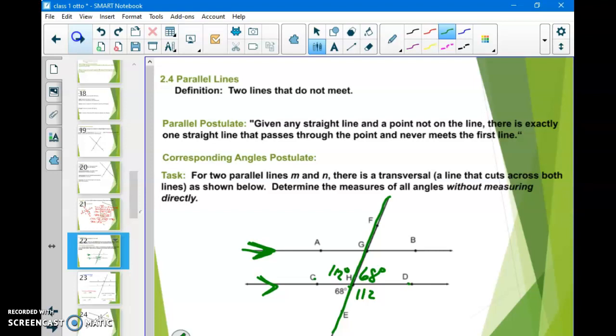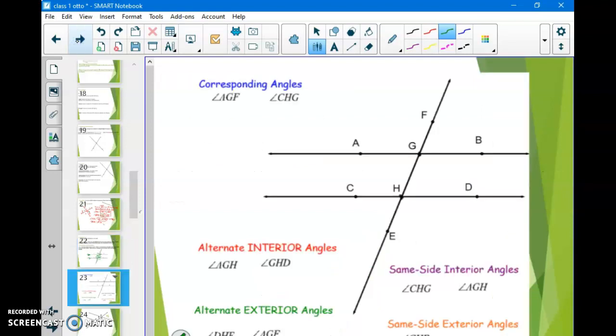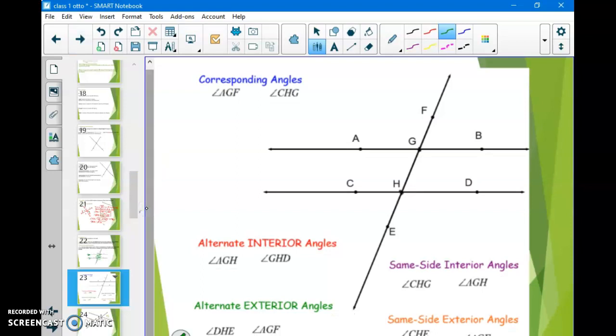We know that this would be a corresponding angle here, 68. This one would be 112. This would be 68. And this would be 112. Because they're parallel, we know that the angles will remain the same on each one. So we have a bunch. We'll see if we can get all of them in here.